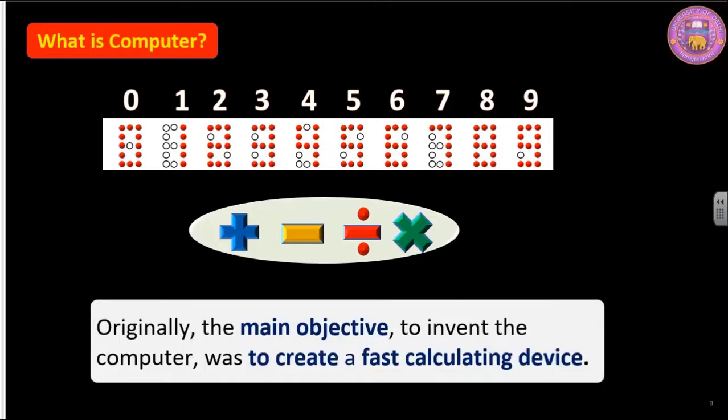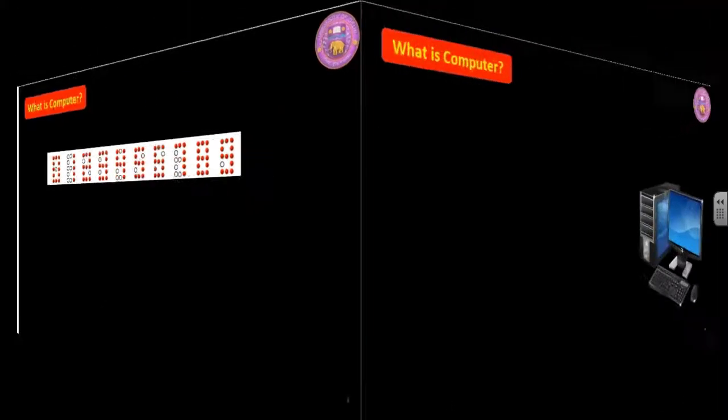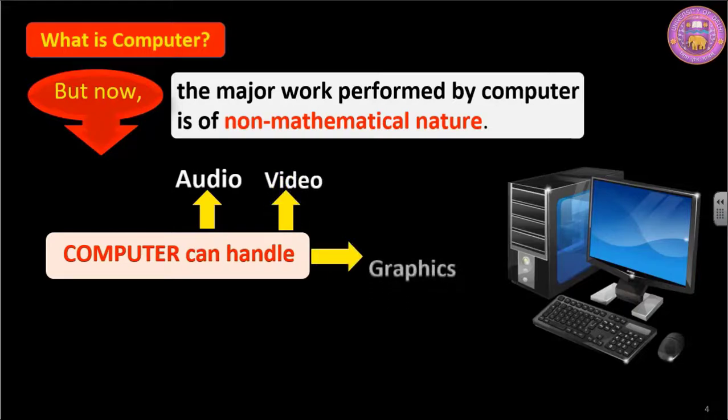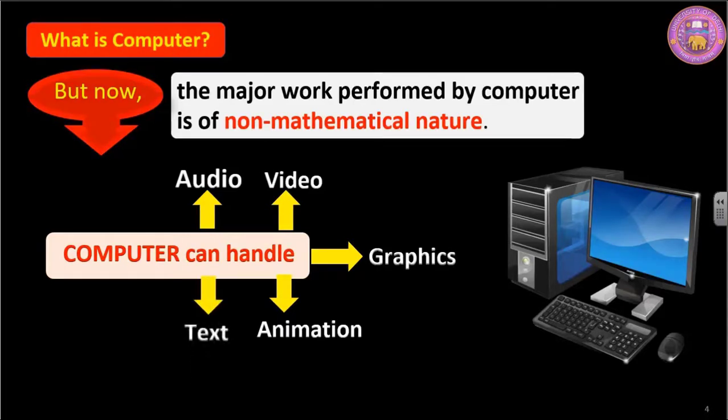Originally, the main objective to invent the computer was to create a fast calculating device, but in the present context, the major work performed by a computer is of non-mathematical nature. Computer can handle audio data, video data, graphical data, animation data, or text data, or it can handle all these types of data simultaneously.